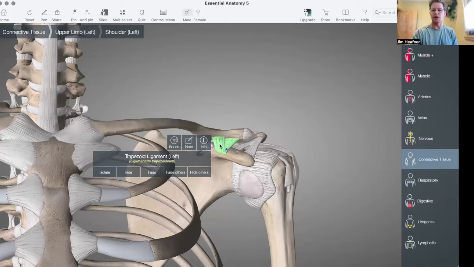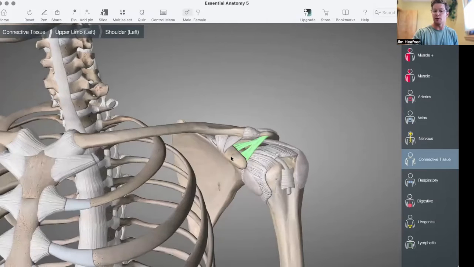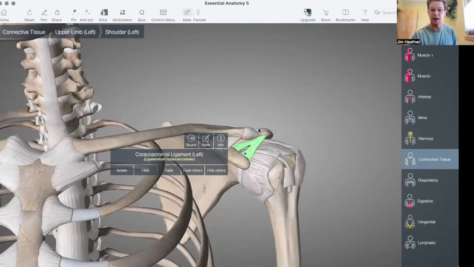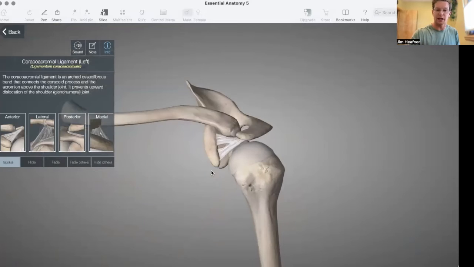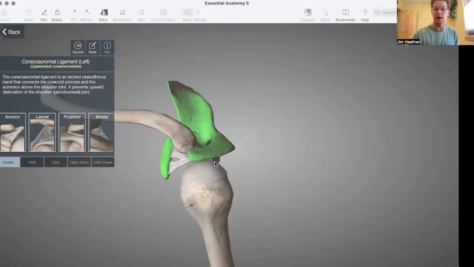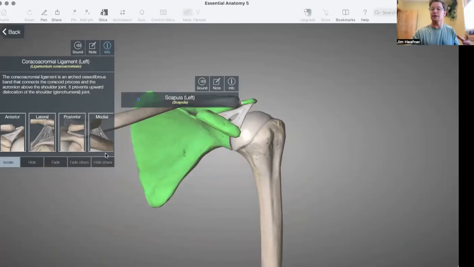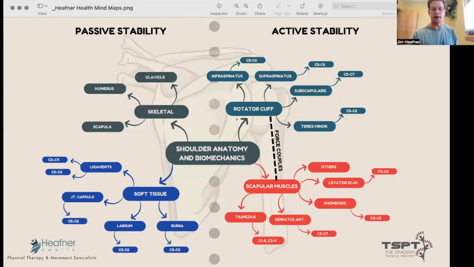So conoid, trapezoid, here we have our coracoacromial ligament. And what that does is provide some stability. This one's kind of funny because if we isolate it, you can see it just runs from the scapula to a different part of the scapula. Because the shoulder has so much motion, we have all of these passive stabilizers which help control that function. All right, so I'm going to stop the share on this for just a second, and then we're going to go back to our diagram again.